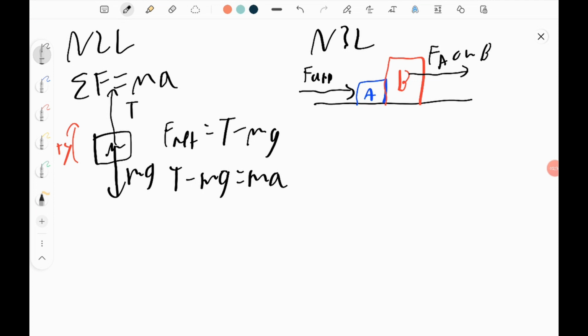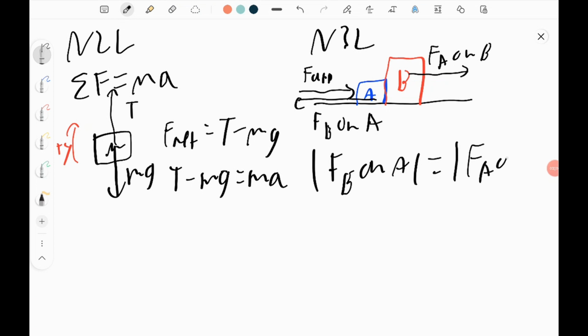And because block A pushes block B to the right, block B is also going to push back on block A with a force of equal magnitude but in the opposite direction. Let's call that FB on A. So block A will push block B to the right and B will push A to the left. And the magnitude of these two forces is equal. So those are two things to remember before we get into these types of problems.